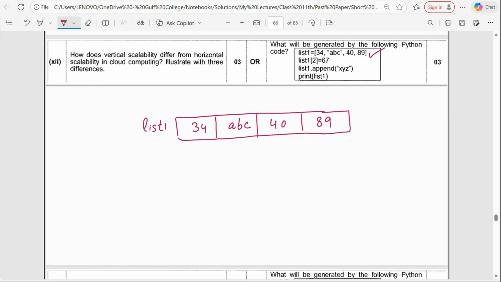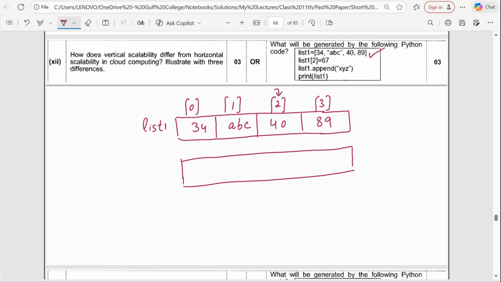Line number two says that list of 2 equals 67. This is index 0, index 1, index 2, and index 3. They're telling us list of 2 will get 67. The new value overwrites the old data. 34 is already there, then ABC, then 67, and then 89. 40 will be overwritten with 67.